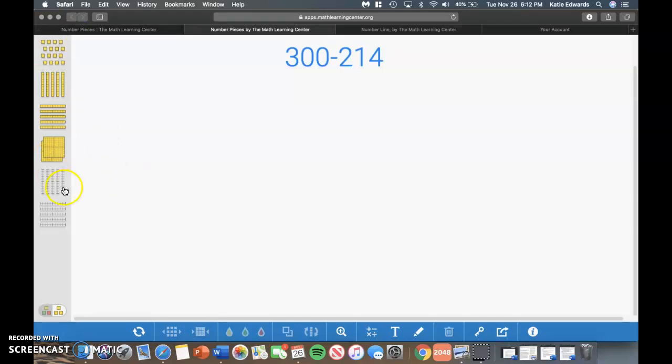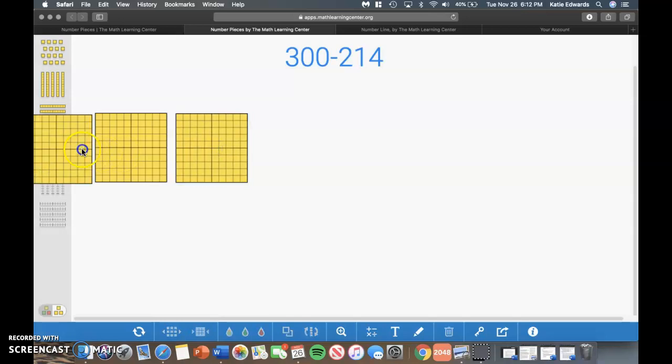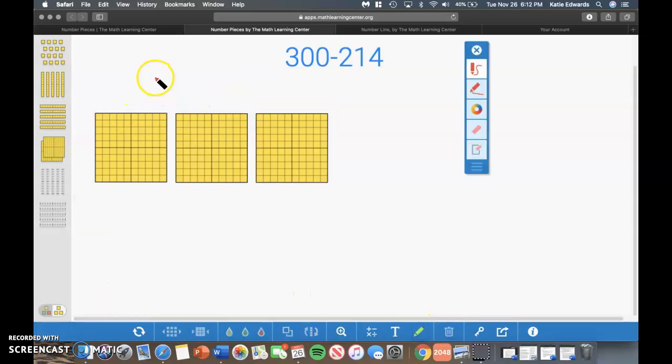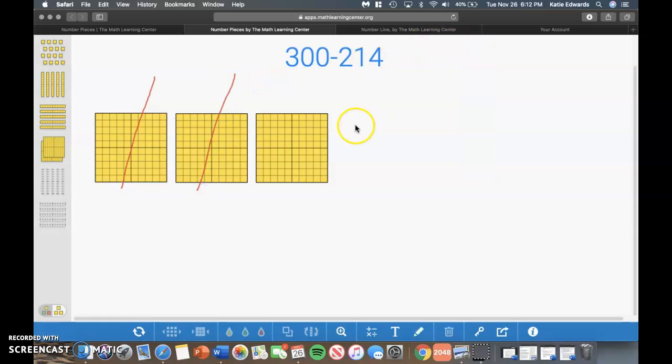Place value blocks would be used to solve. First, 300 would be made using the place value blocks. So you'd bring out 3 of the hundreds block squares to represent 300. The student would first take away 2 hundreds to represent taking away 200, which we see in the problem. This would leave 100. Now the student only needs to take away 14.